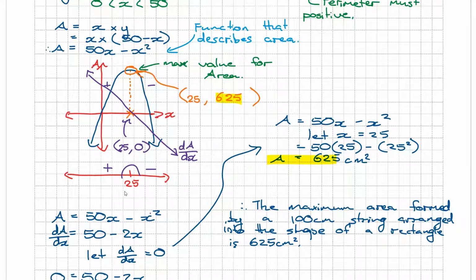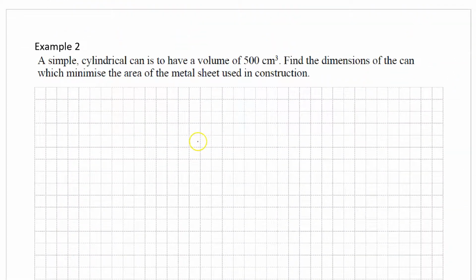So in a question where we didn't know the shape of this particular graph, we would go for a sine diagram like this. But pretty much we can solve the question simply by inspection, like so. Going down to example 2: a simple cylindrical can is to have a volume of 500 centimeters cubed. Find the dimensions of the can which minimize the area of the sheet metal used in construction. Interesting. So we're going for a cylindrical can with a volume of 500 centimeters cubed.